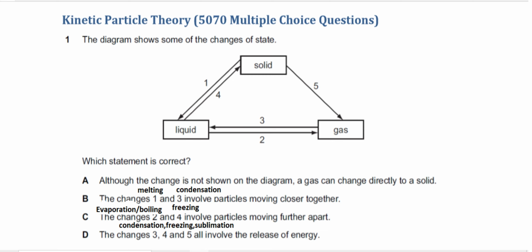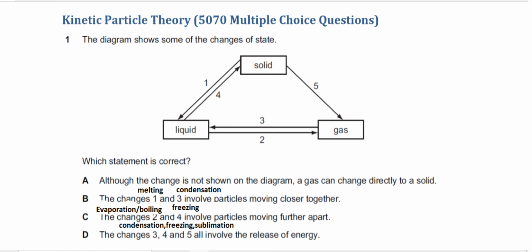In this video, I will be solving the paper 1 question for kinetic particle theory, which is the first chapter of O-level syllabus. Topic is states of matter. We call it kinetic particle theory as well, and the code is 5070. Let's start it. The first question is: the diagram shows some of the changes of state.